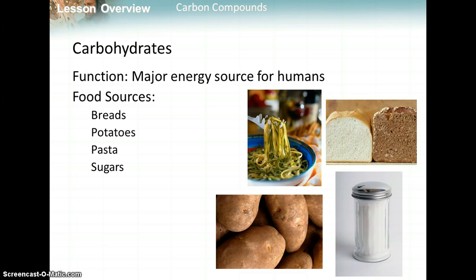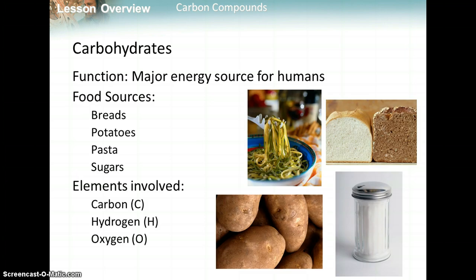Okay, so carbohydrates, again, you probably have some background in. You hear carbs, complex carbs. They're the major kind of simple energy source for humans, quick energy. So like your breads, potatoes, pasta, sugar. If people are running a marathon, they'll carb load with a pasta dinner the night before because it's a quick energy source that they can use for this really exhausting marathon. The elements that the carbohydrates are made out of are carbon, hydrogen, and oxygen.